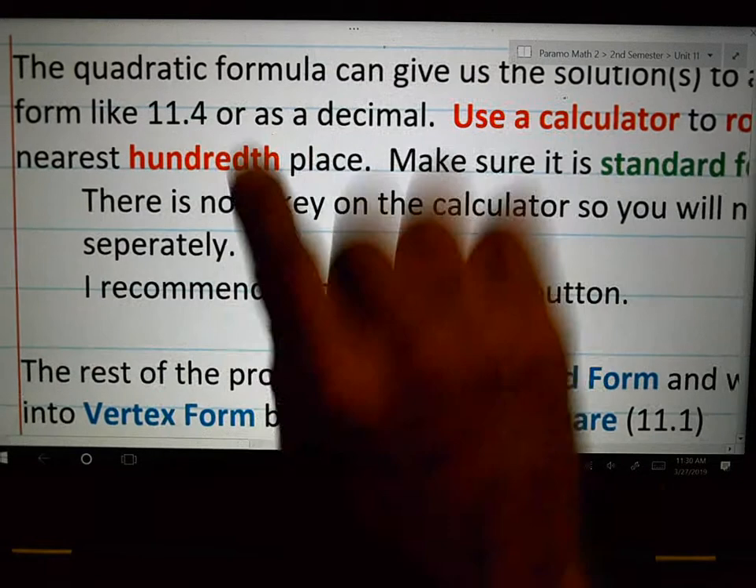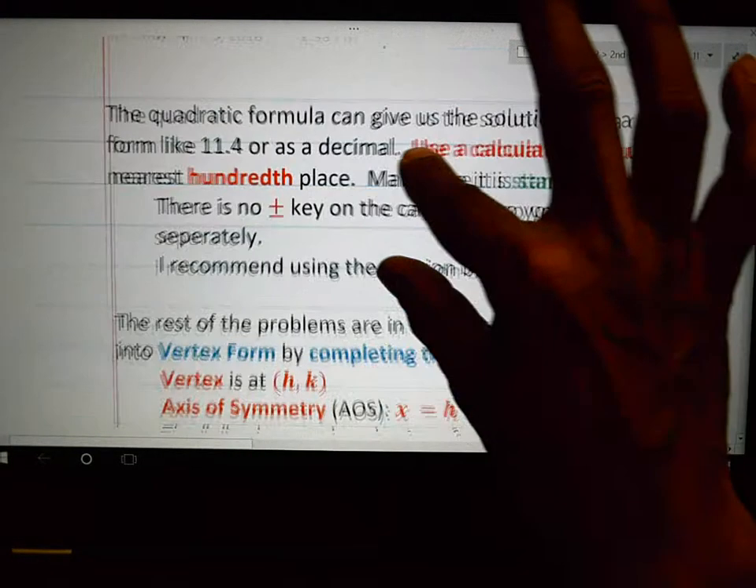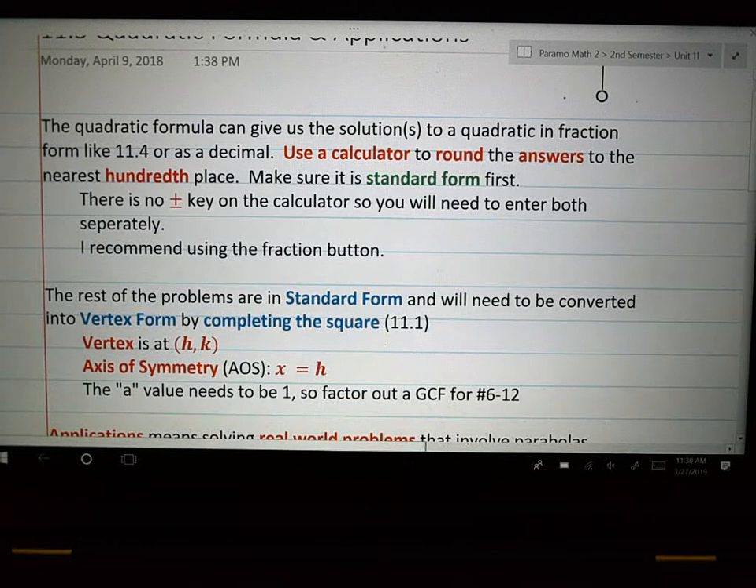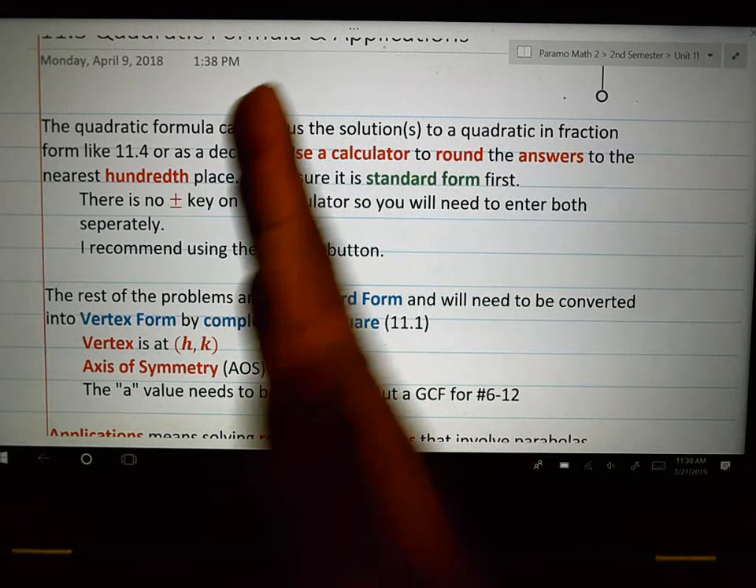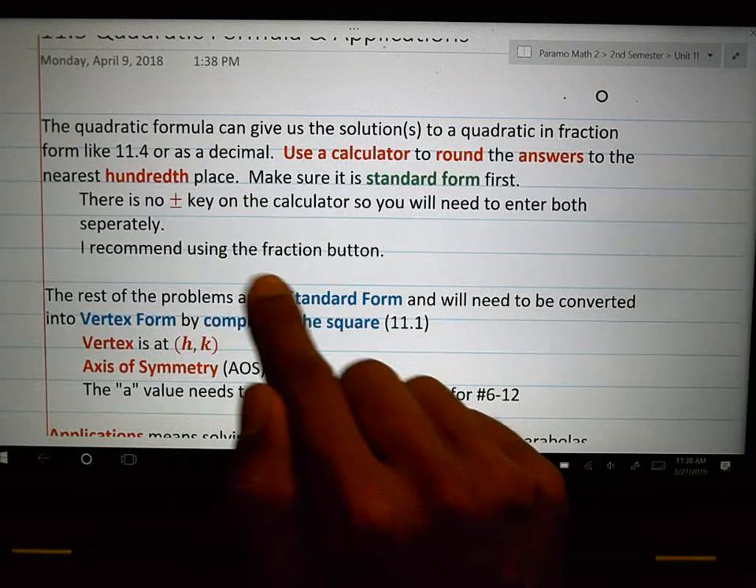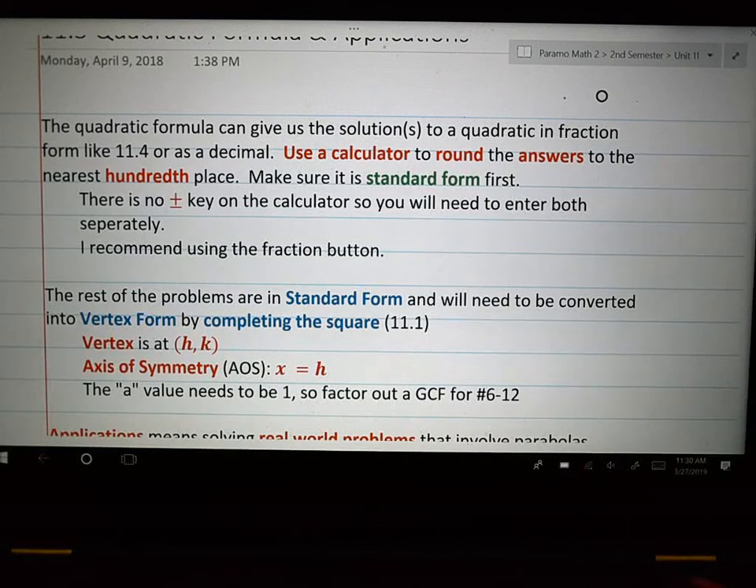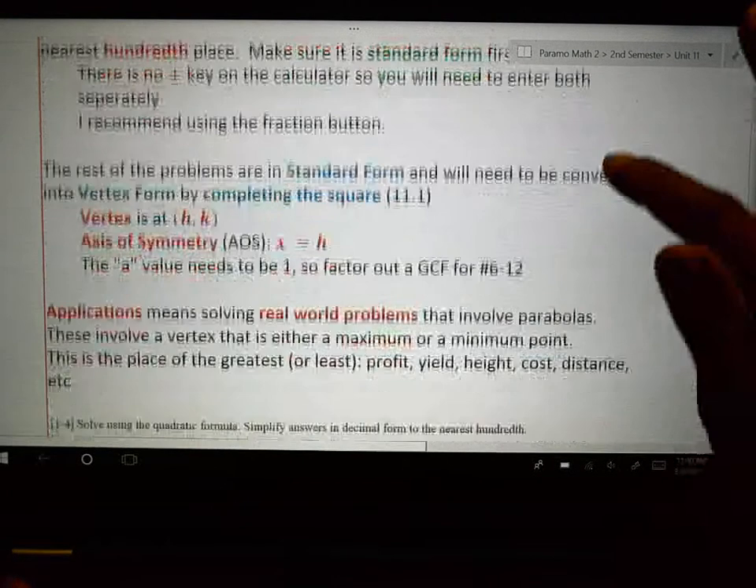Our calculators do not have a plus or minus key, which means you are going to have to input each one individually. I'll give you an example. You're going to put one of them in with a plus sign, figure out what that is as a decimal. You're going to plug one in with a minus sign, and then figure out what that is as a decimal. And I recommend using the fraction button, which I will show you as a part of this class.